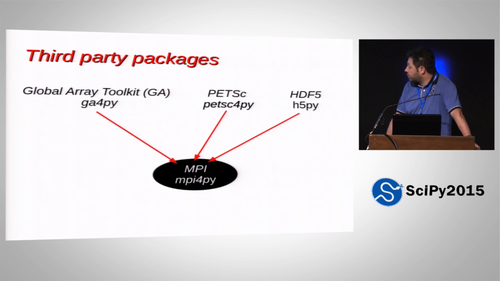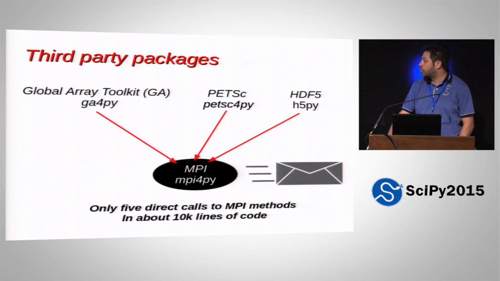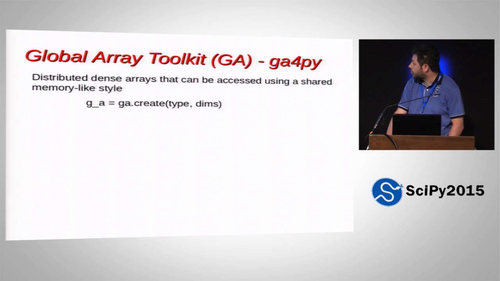In fact, in over 10,000 lines of code, there are only 5 direct calls to MPI methods.